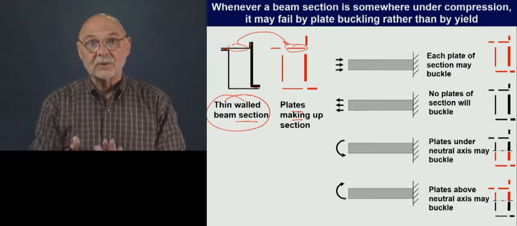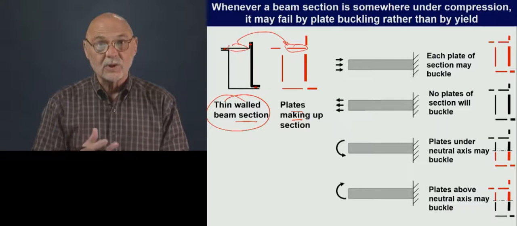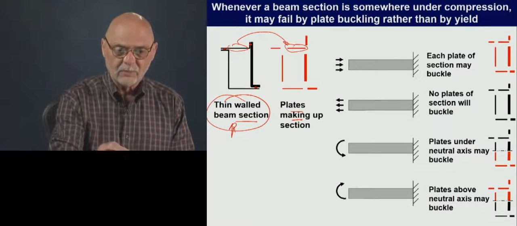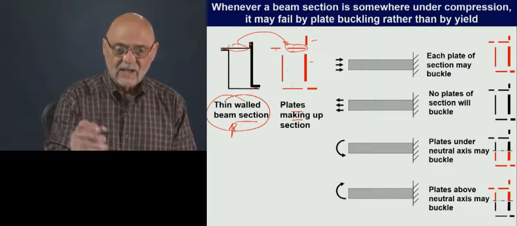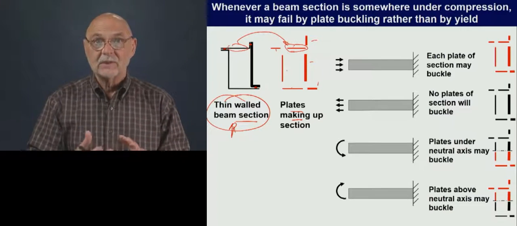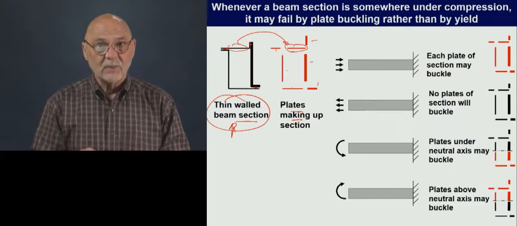It has a certain B, it has a certain T, so it has its own B over T ratio. So for this little beam section here, we're ending up with 1, 2, 3, 4, 5, 6, 7 plates that we want to contend with. Any one of those plates can potentially buckle if it's in compression.